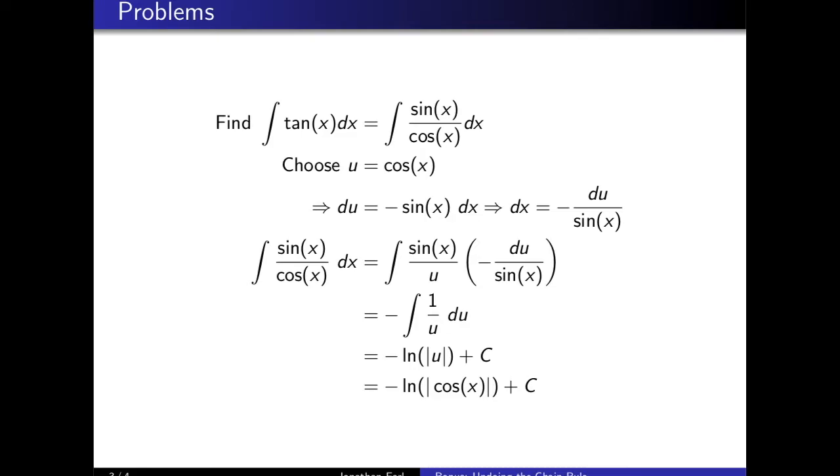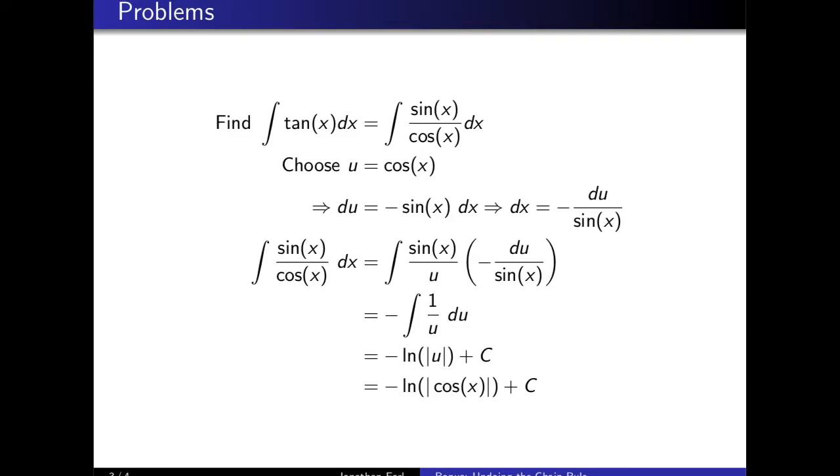So if, for example, here we could pick u equals sine or u equals cosine. If we pick u equals sine, we would get a derivative of cosine, which wouldn't actually be sitting in our numerator. So we'll pick u to be cosine, and then when we get the derivative of minus sine, we see, yes, there is a constant multiple of sine, of minus sine, sitting in our numerator.